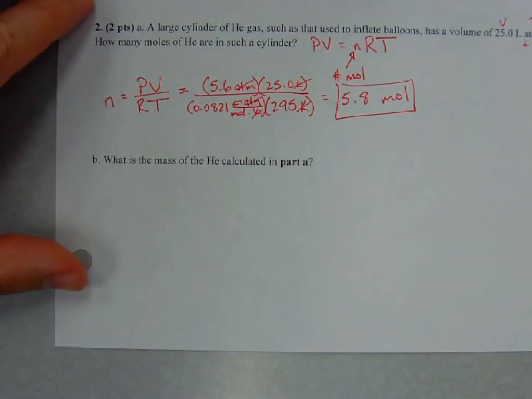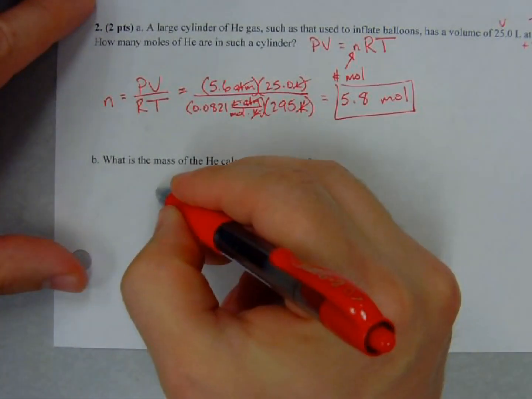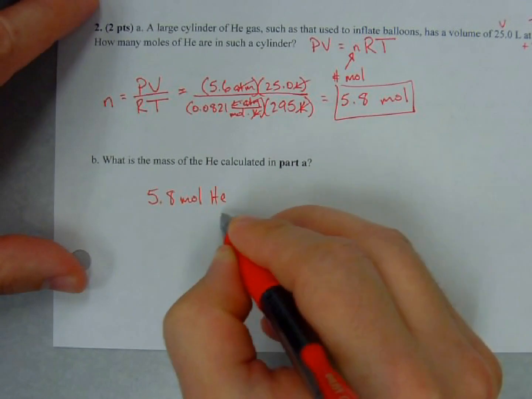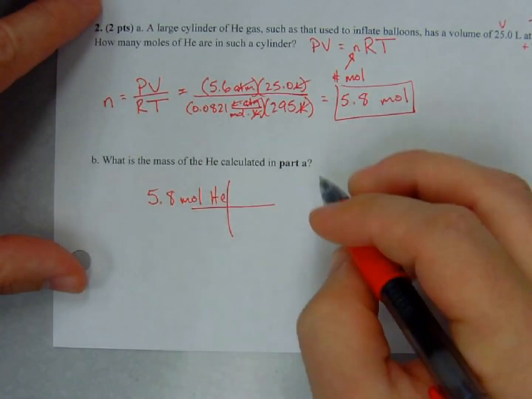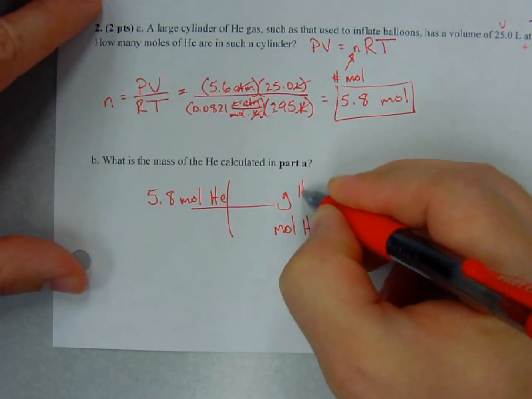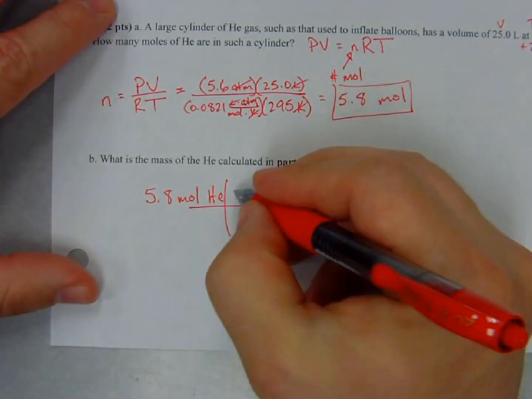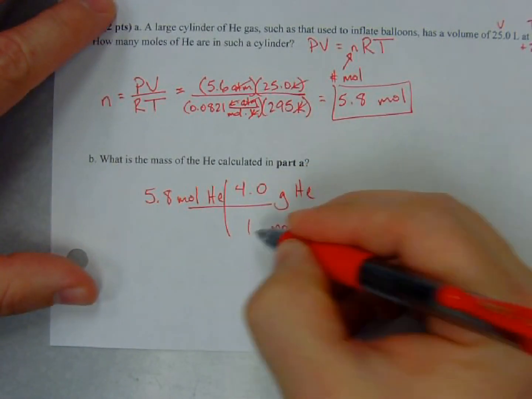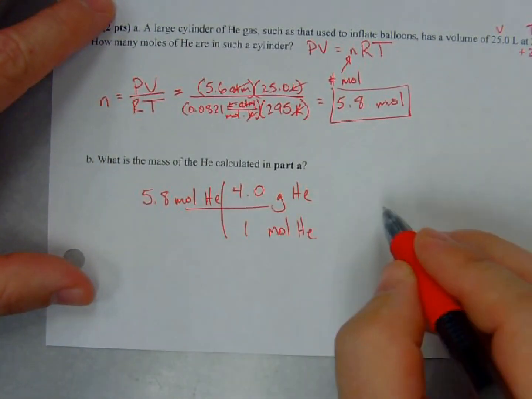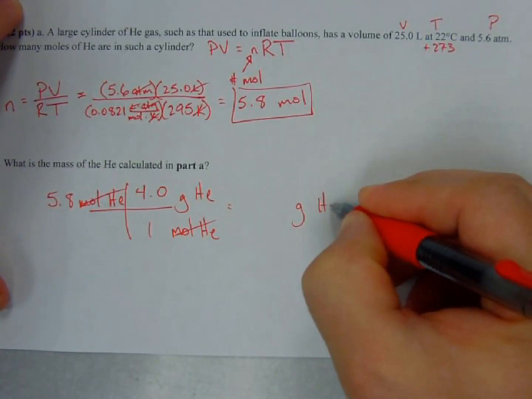B. What is the mass of helium calculated in part A? What's the mass of this? 5.8 moles. Now we're talking about helium, so I can look at the periodic table and convert from moles of helium into grams of helium pretty easily. Looking at my periodic table, for every 1 mole of helium, I have 4.0 grams of helium. Moles of helium cancel, so I'm only left with grams of helium.